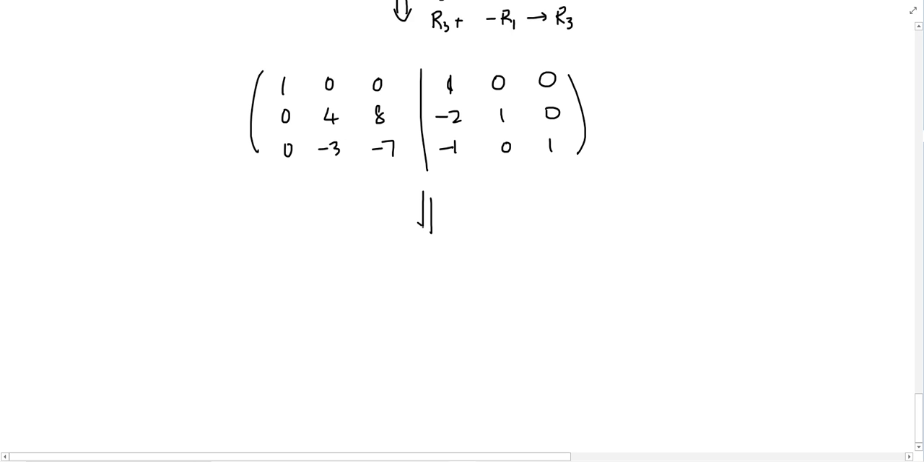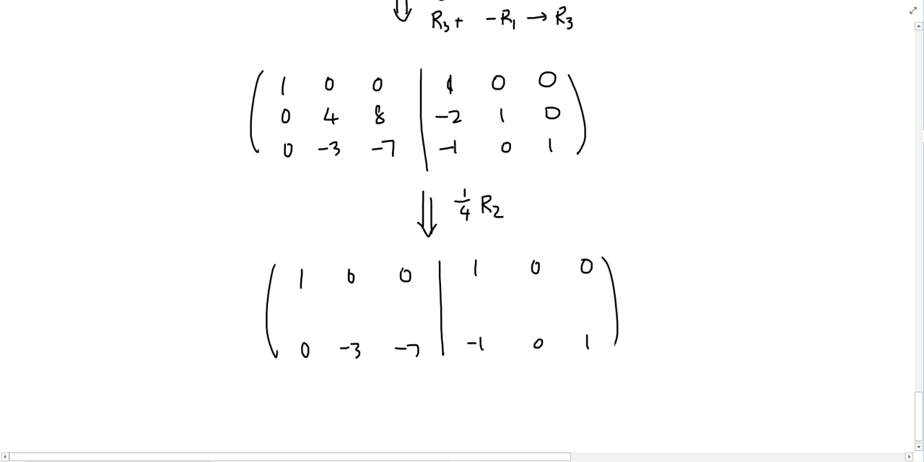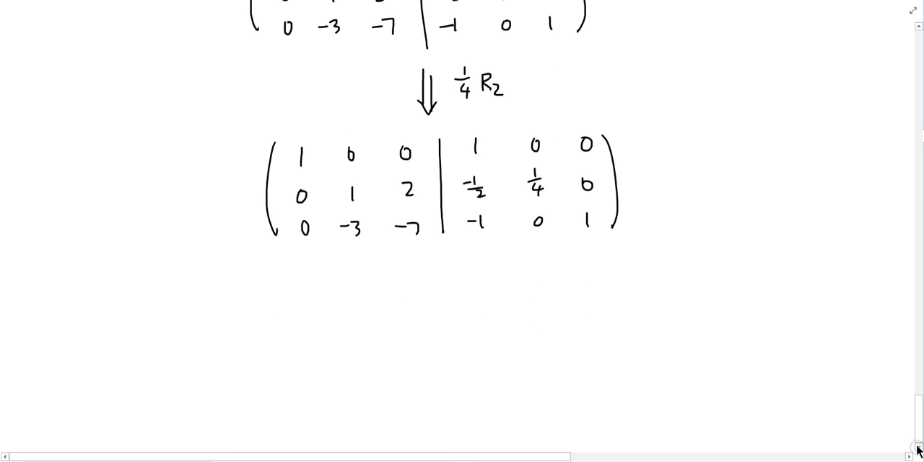Now the next thing I want to do is get my second leading entry to be 1, which is in the second row. So I'm going to take 1/4 of row 2. Row 1 stays the same, the bottom row stays the same, and the middle row becomes 1/4 of what it was. There you go. Now I get my second leading entry, which is now 1. Now I have to clean up the entire column before I move on to the third one. Remember, that's how you slowly work your way through the matrix, one column at a time from left to right.